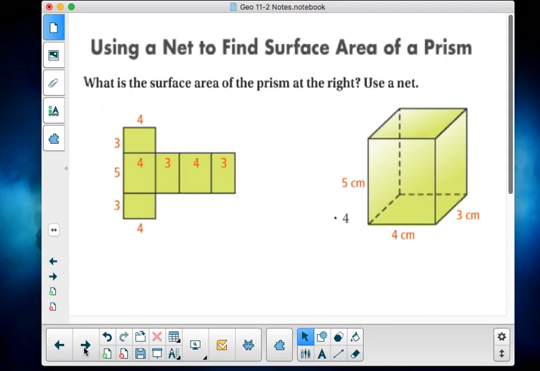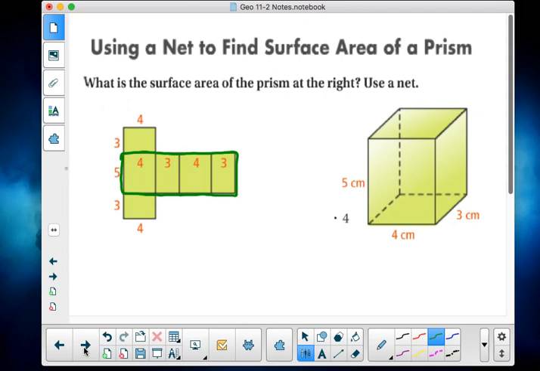Now, what's the surface area of the prism at the right? They're asking us to use a net. So I've got a net here on the left. And when I talk about the lateral surface, this will be my lateral surface. I'm going to highlight it in green. All right, so really I've got a rectangle. This is my green rectangle.